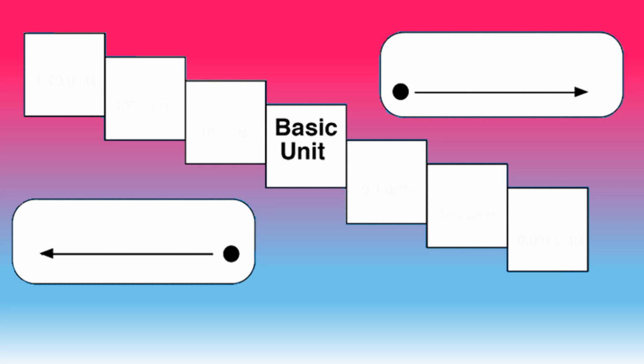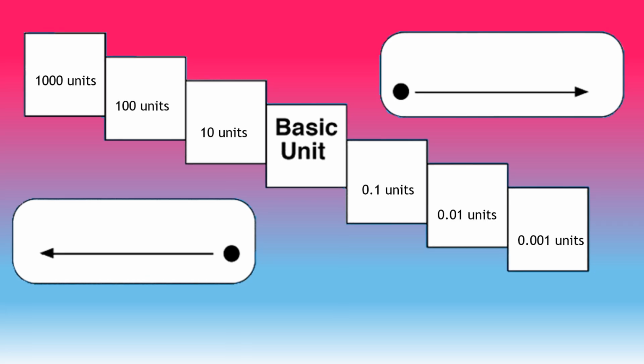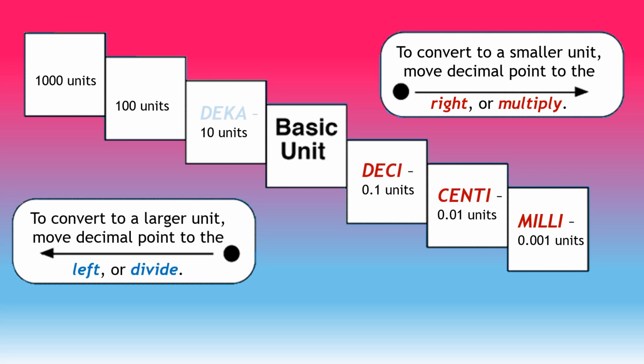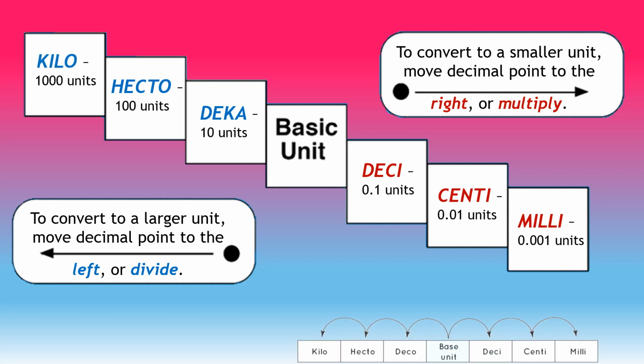Here we see a series of powers of 10, 1,000, 100, 10, decreasing each by a step of 10. Or we could go up the opposite direction. To convert to a smaller unit, we move the decimal point to the right or multiply. We get units like deci, centi, milli. To convert to a larger unit, move the decimal point to the left or divide. We get units like deca, hecto, kilo.